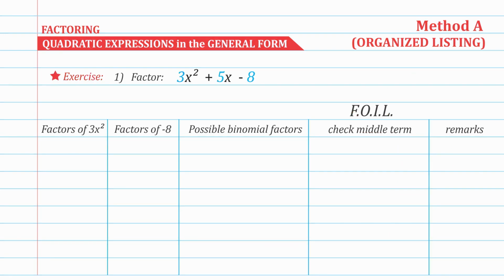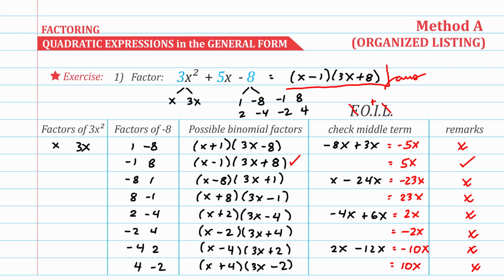You can now try this first exercise. Tiyagain nyo lang. Kaya yan, pause this video, go! Here is the answer for this exercise. I showed every possible binomial factors, all 8 of them. Of course, you don't really need to check all the middle terms. Once nakita nyo na yung sagot, you can end from there. I just showed you everything so that you can check your answer.